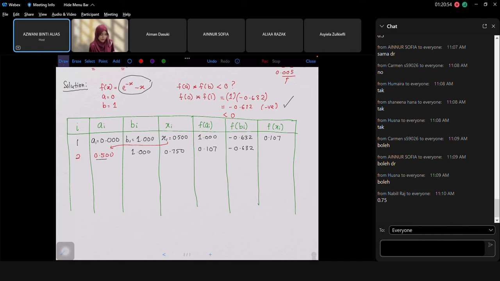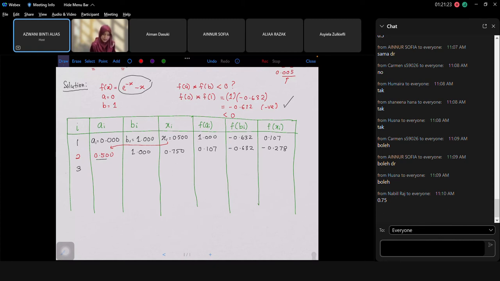So, you akan cari the another value kat situ. Ganti setiap X dengan 0.75. So, you akan dapat negatif 0.278. Okay. 0.278. Sampai situ. Jelas? So, we move to the next iteration.